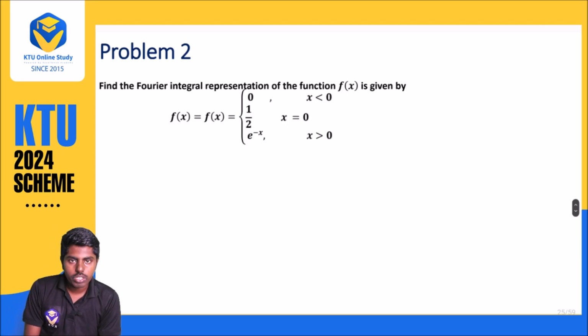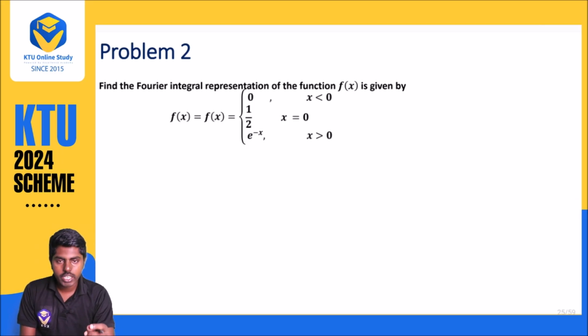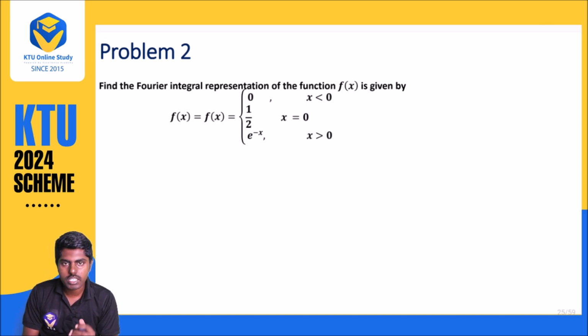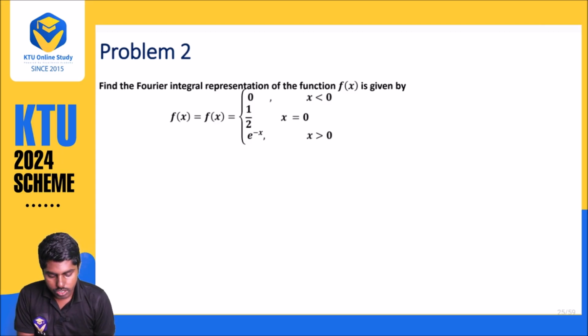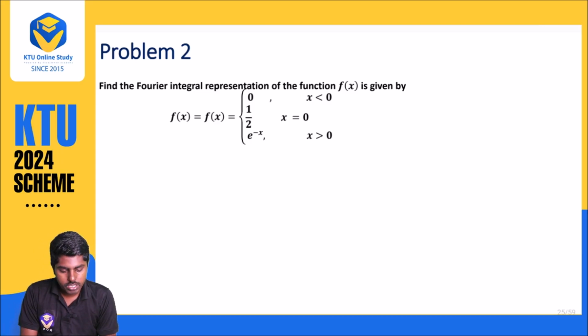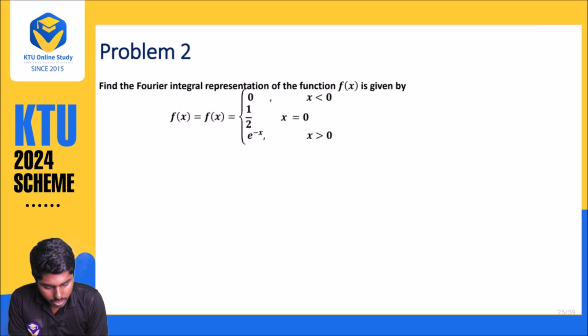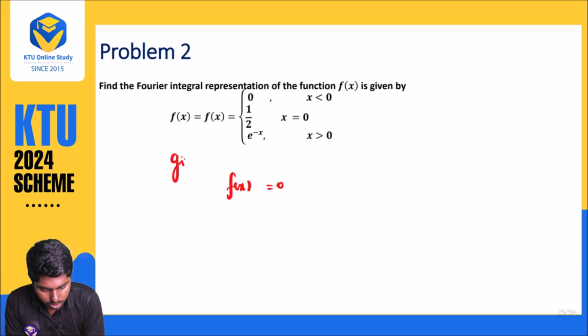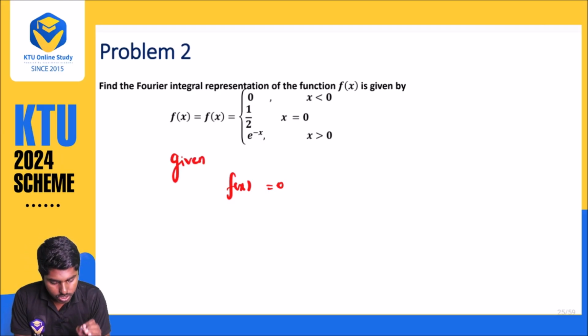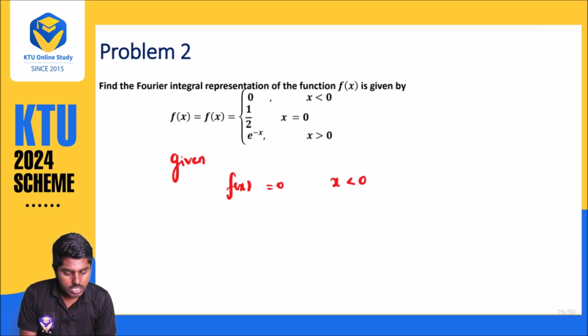Now we will move on to problem number 2. Here you want to learn a few more integration formulas. What is the question they have asked? Find the Fourier integral representation of the function f of x they have given. First of all, f of x is equal to 0 under which condition? Where x is less than 0.